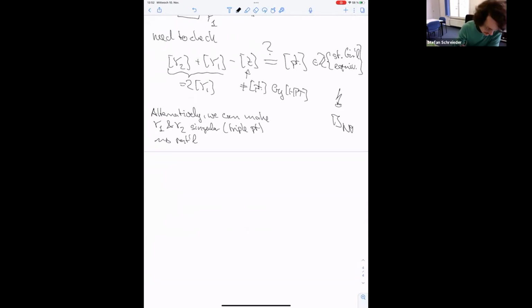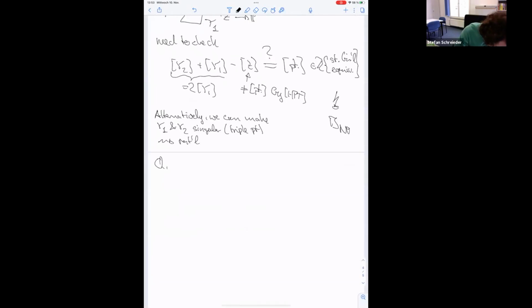Okay, so the question is, the first question, if we have a quartic in P6, is it retract rational?